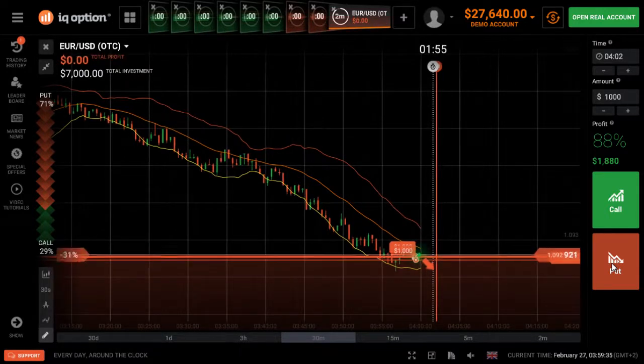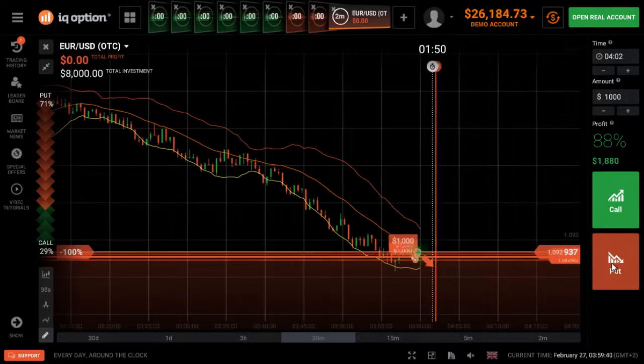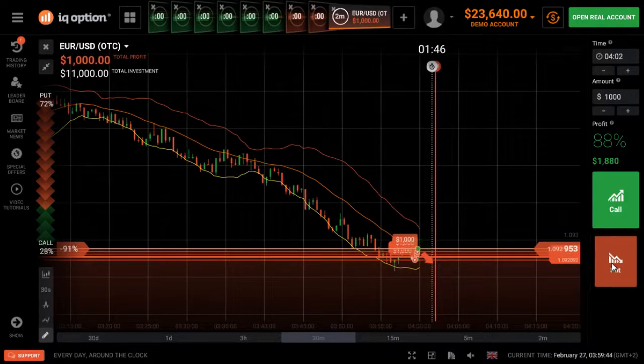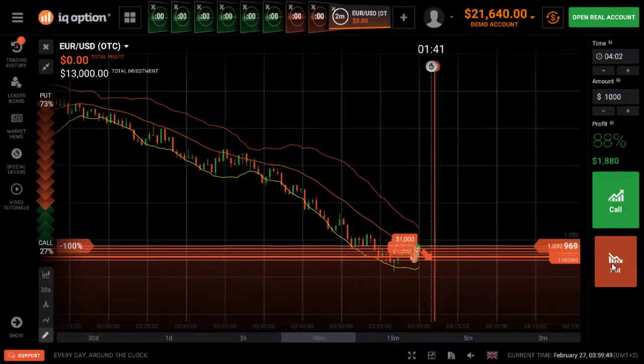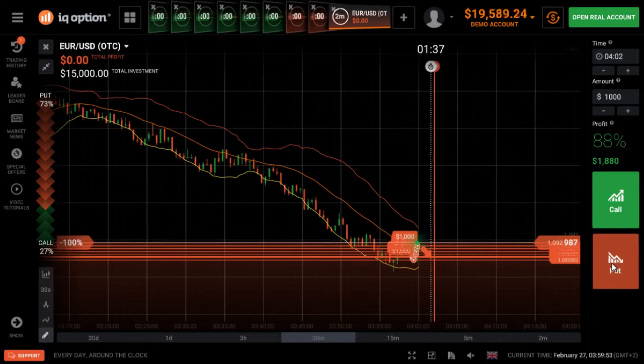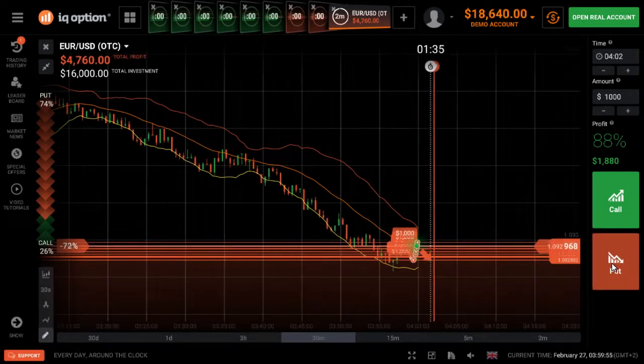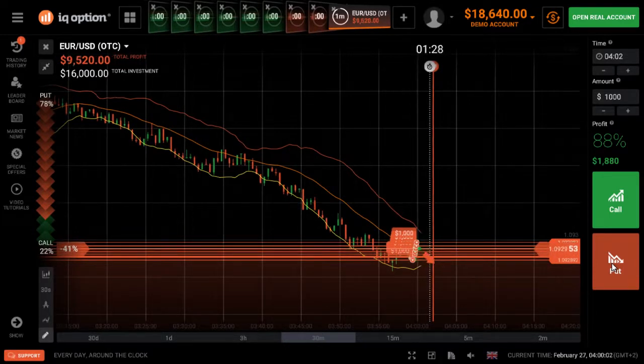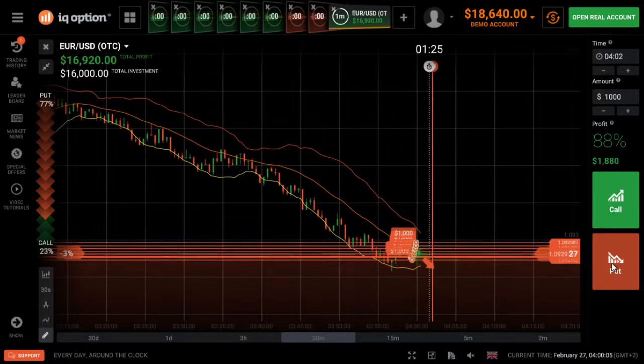I've been trading, I think, almost 25 minutes now, or over 20 minutes. So I'm going to stop and take a break after another couple of trades. So this is another $16,000 trade.